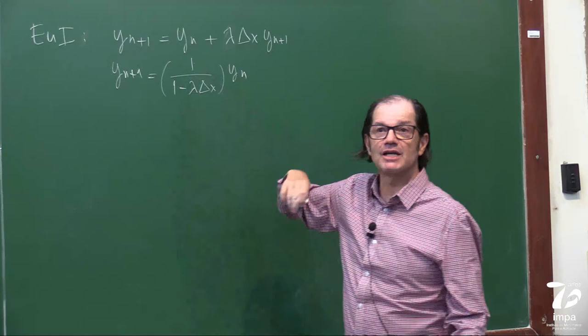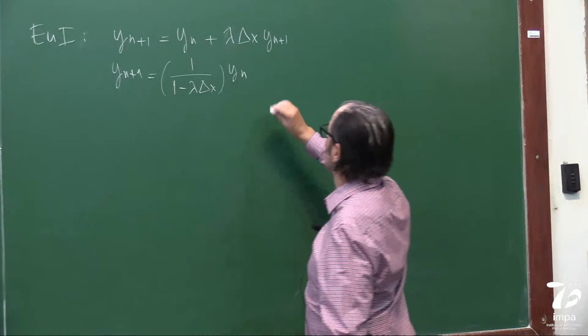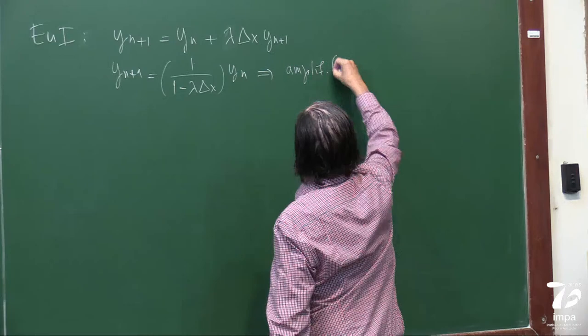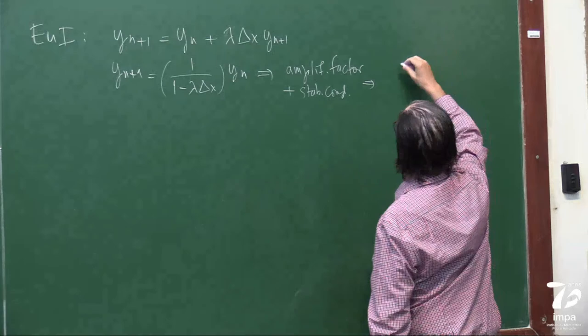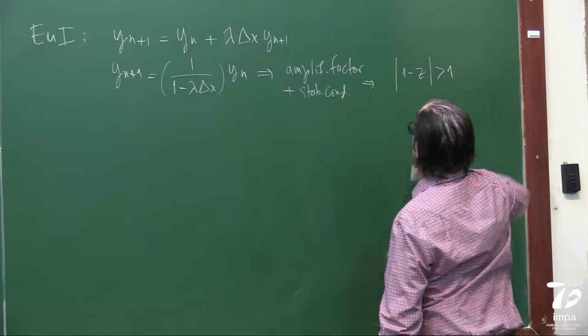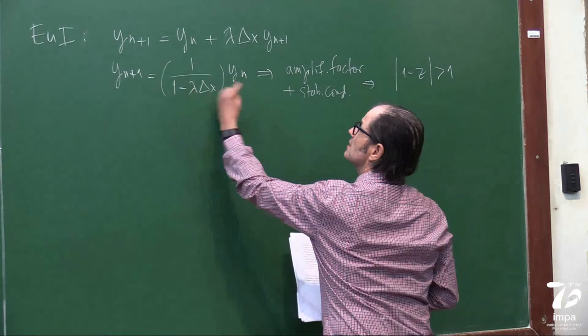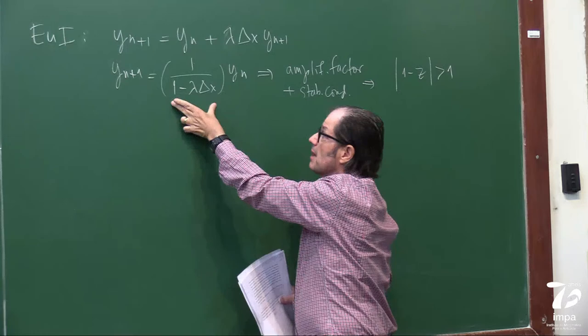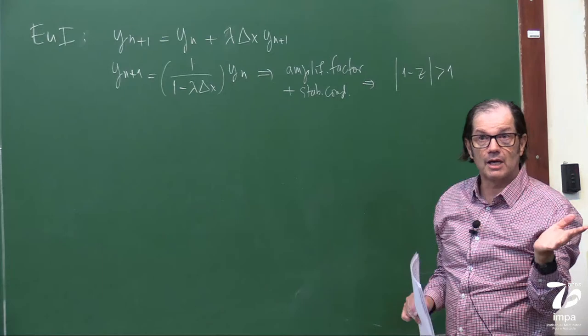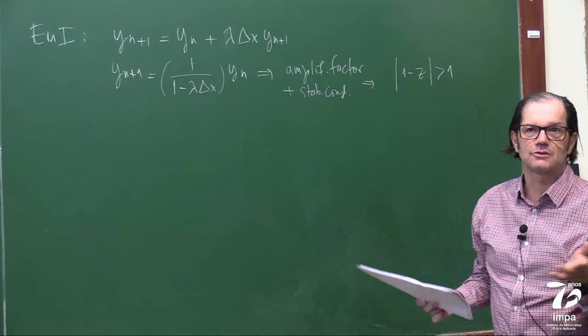Very simple, too. So therefore, this gives me that the amplification factor plus stability condition says that 1 minus z has to be greater than 1. Am I going too fast? No, right? Because if I start moving this back, I need this guy to be smaller than 1. This guy smaller than 1 means that this guy is greater than 1. Okay? Very simple. If I'm going too fast, then you do it on your own time, because it's very simple. But I'm not going too fast.